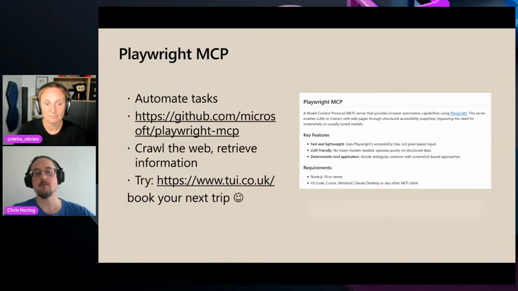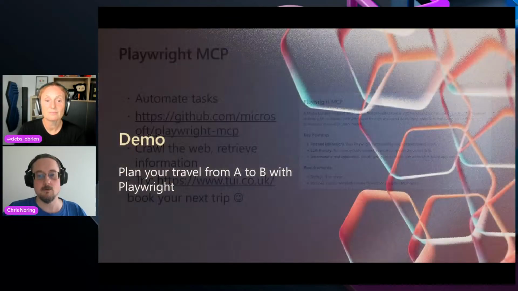If you want to go to the GitHub repo, you want to read more about it. But what's my use case? In my case, I want to know how do I get from London Paddington, where our Microsoft office is, and how do I get to the airport, in this case, Heathrow? So let's go with this demo.